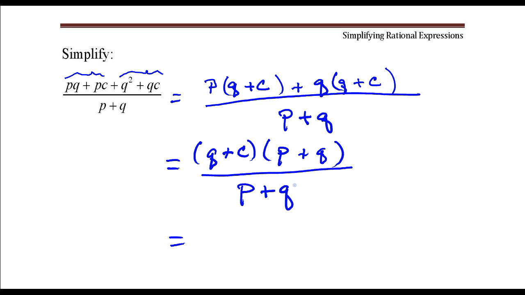Okay, so the last thing that we need to do is just to divide out factors common to both numerator and denominator. In this case, P plus Q is common to both numerator and denominator. We can just divide those out and write what we have left over. So our final answer is Q plus C. And that's it.